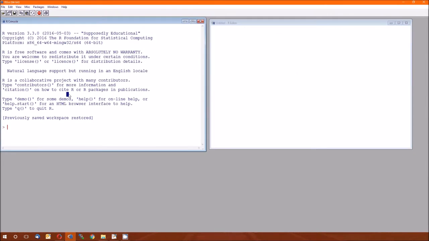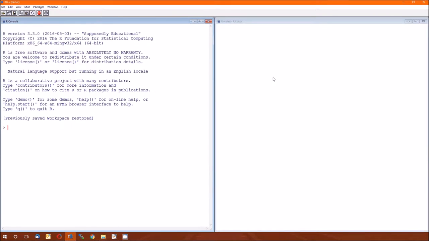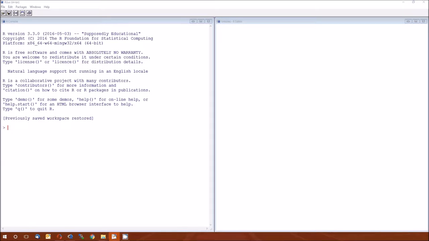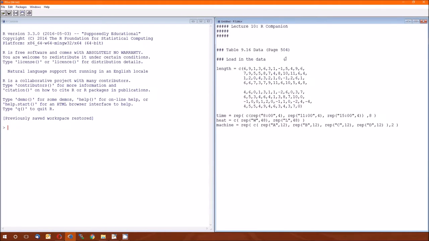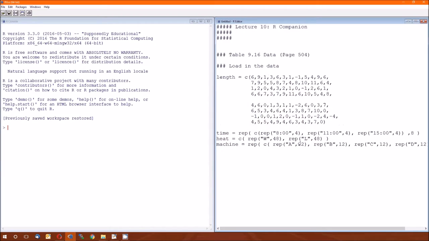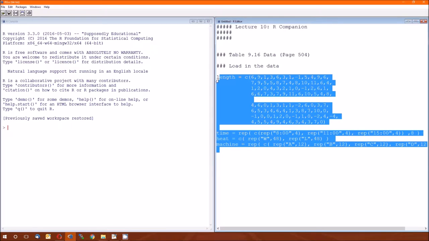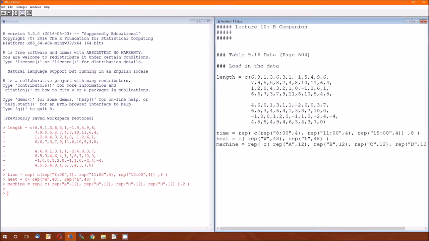And of course, the first thing we need to do is to import the data. Always need to import the data. Can't do anything without data. So, since I planned ahead, here's the data. Notice this data actually comes from table 9.16 on page 504. And I went through and I double checked that I got everything right.